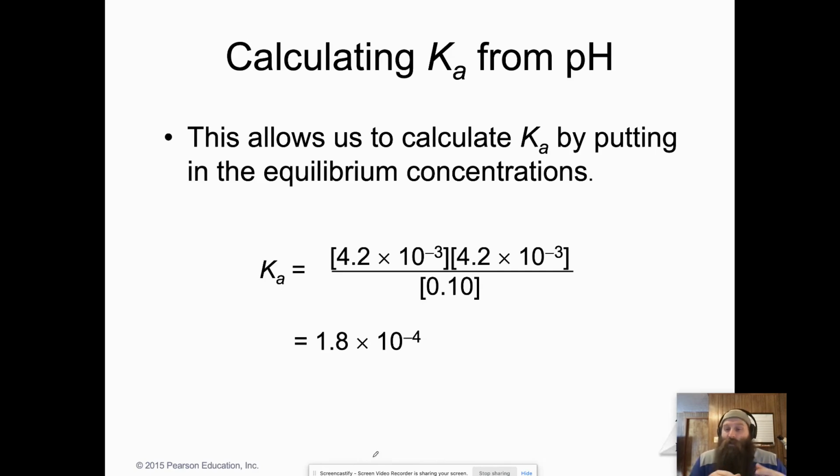But that is the basic gist, all right? We're going to pull stuff out of the problem and plug it into an ICE table: initial, change, equilibrium. Then we're going to take that information from that data table to solve various questions, in this case, Ka. All right, we're almost done. We're going to do a couple more slides to finish up the first half of Chapter 16.